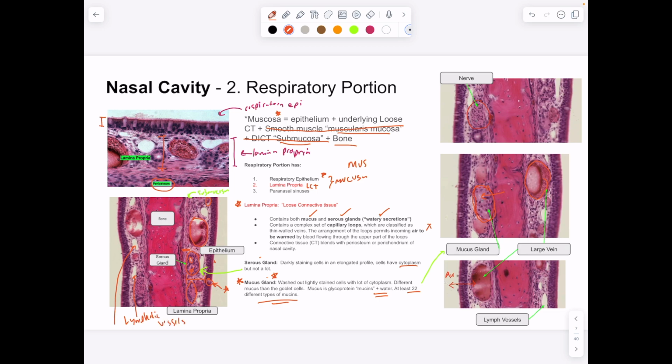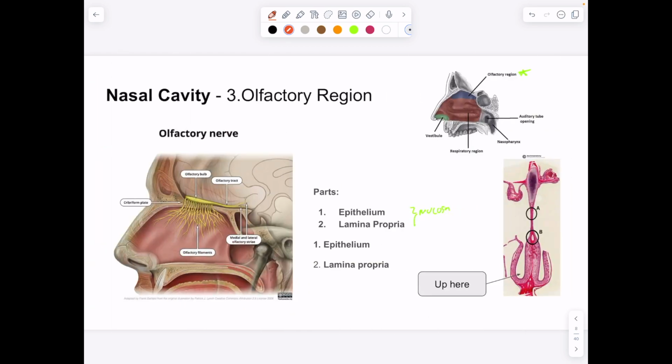Okay. All right. So to recap, we have epithelium, lamina propria, and that together makes our mucosa. And then deep to that, we have connective tissue, the loose connective tissue of lamina propria starts to blend with the periosteum, and then you have the bone deep to that, which makes up the nasal septum. All right, so that brings us to our olfactory region.